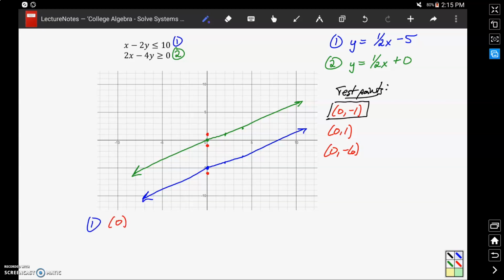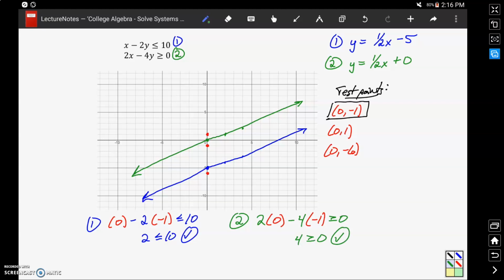So plugging that coordinate pair into our first inequality statement will give us +2, which is less than or equal to 10. Substituting into our second inequality statement will give us +4, which is greater than 0. So that point (0, -1) makes both inequalities true.